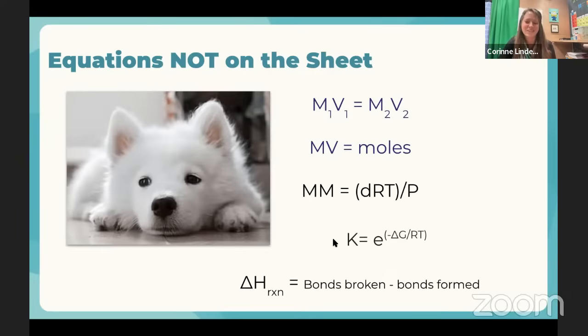The other one we did not cover is just the equilibrium expression. This is just a rearranged equation associated with delta G equals negative RT ln of K. This is another way to look at that.